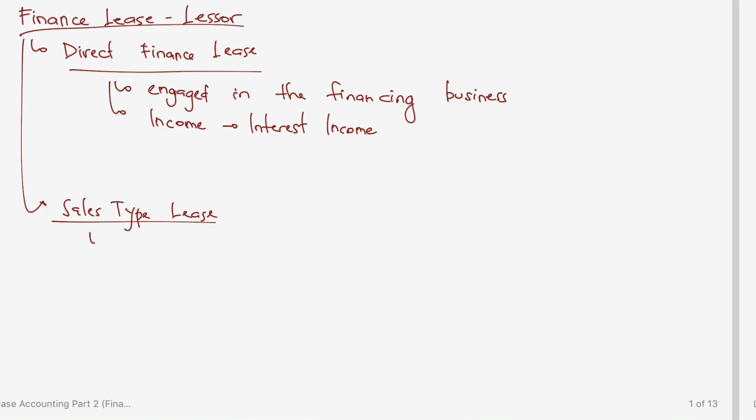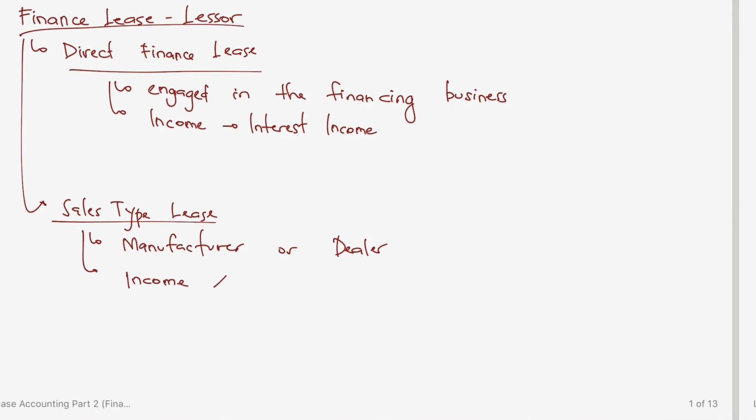On the other hand, kapag sinabi naman nating sales type lease, here, the lessor is actually what? The lessor is actually a manufacturer or dealer of properties. Ibig sabihin, tayo si Toyota, kung kotse man to. Tayo si Honda, tayo si Mitsubishi. Alright? Wherein tayo talaga yung dealer ng kotse na yon. And ginagamit natin yung lease para what? Para makabenta tayo. So apparently now, dito sa sales type lease, dalawa ang income ni lessor.